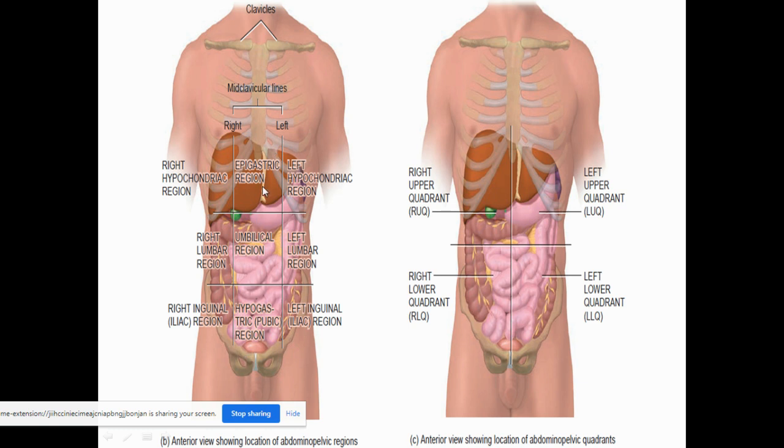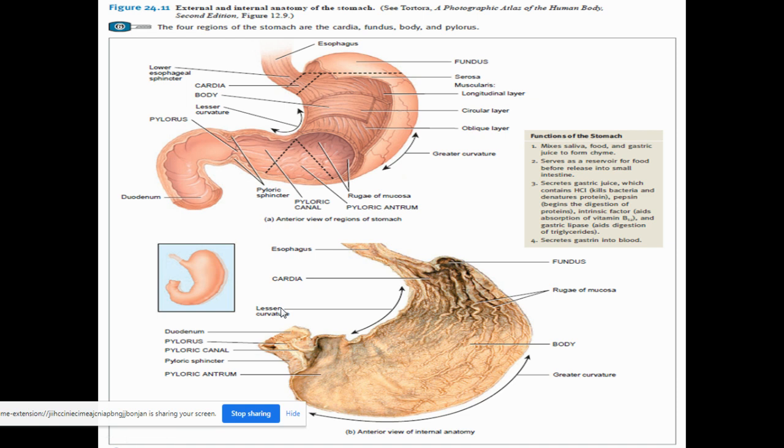So you have to understand, when you are talking about the digestive system, how the different regions of the digestive system are placed in the different quadrants. That is very very important. Now we will come back to the stomach. What is the stomach, what are the different regions of the stomach, and we will see what are the functions of the stomach.